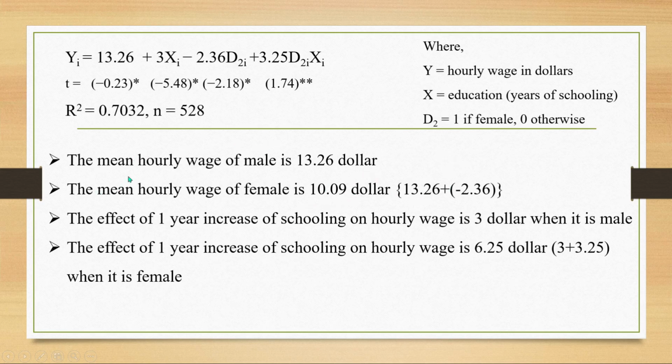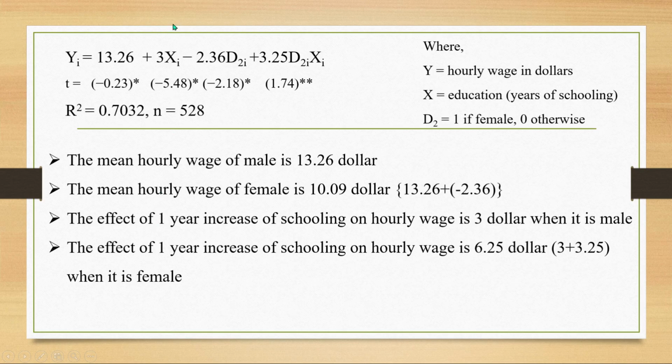So we have found that the mean hourly wage of male is $13.26 and the mean hourly wage of female is $10.09. From this result, we can easily tell that the mean hourly wage of male is higher by $3.17 than the mean hourly wage of female, and we found it by subtracting this value from the male value.